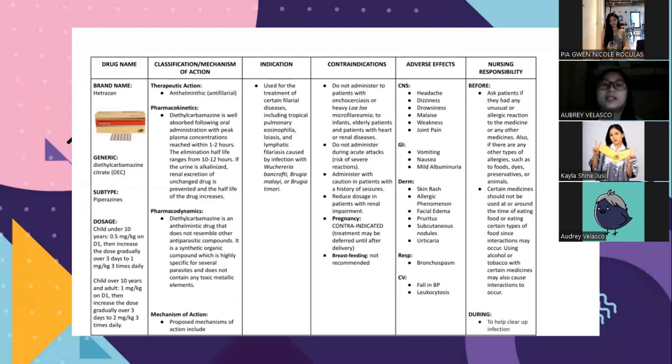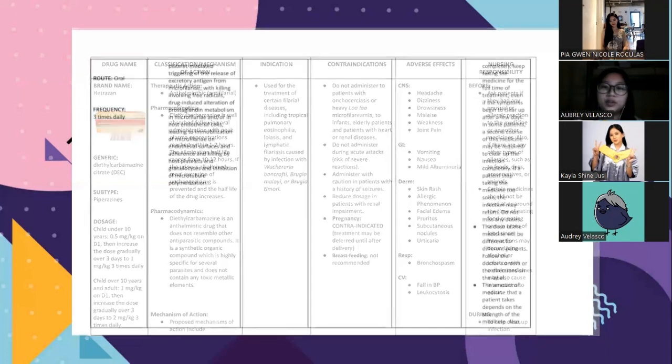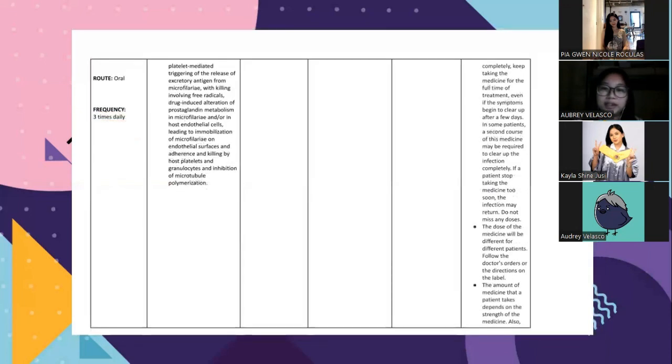Next is the mechanism of action. Proposed mechanisms of action include platelet-mediated triggering of the release of excretory antigen from microfilariae, or the worms that we can see with our naked eye, with killing involving free radicals; drug-induced alteration of prostaglandin metabolism in microfilariae and host endothelial cells, leading to immobilization of microfilariae on endothelial surfaces and adherence and killing by host platelets and granulocytes; and inhibition of microtubule polymerization.